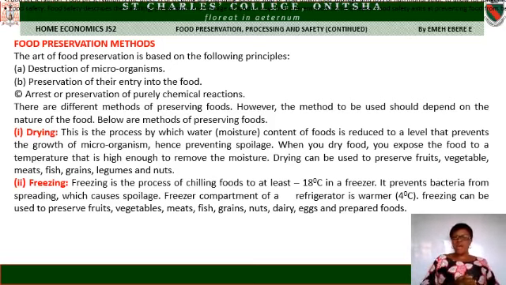For example, in our homes, our mothers cook food. After cooking, they pack it in a container and put it inside the freezer. What are they trying to do? They are trying to preserve that food and prevent microorganisms from entering into it, and it helps it to stay longer.